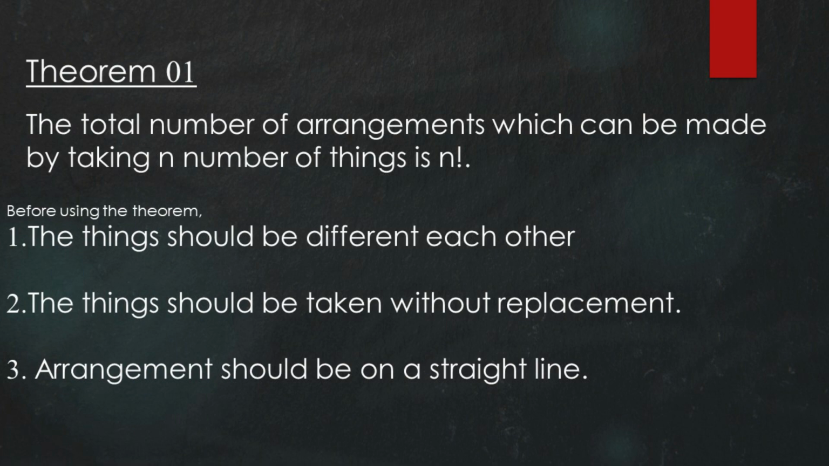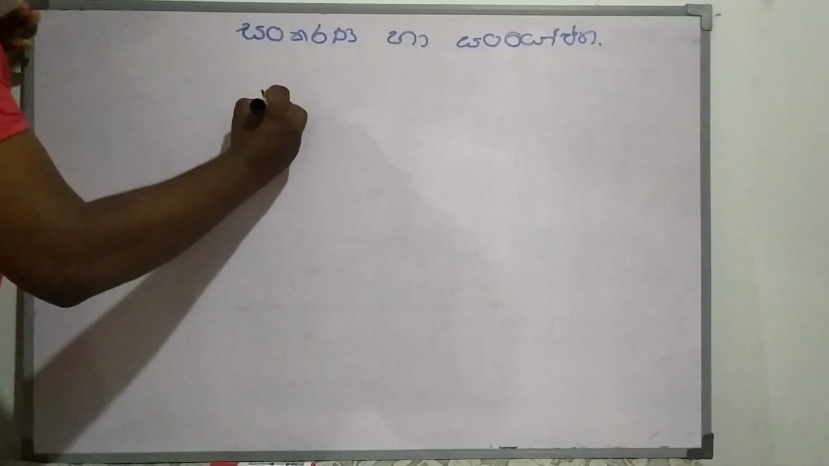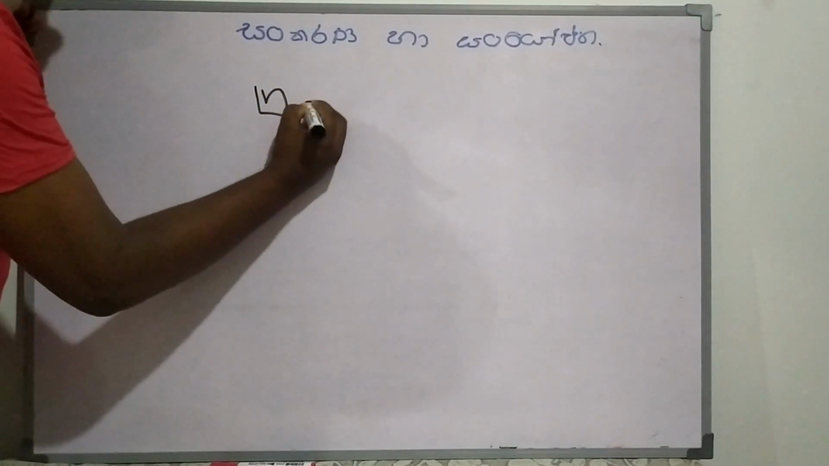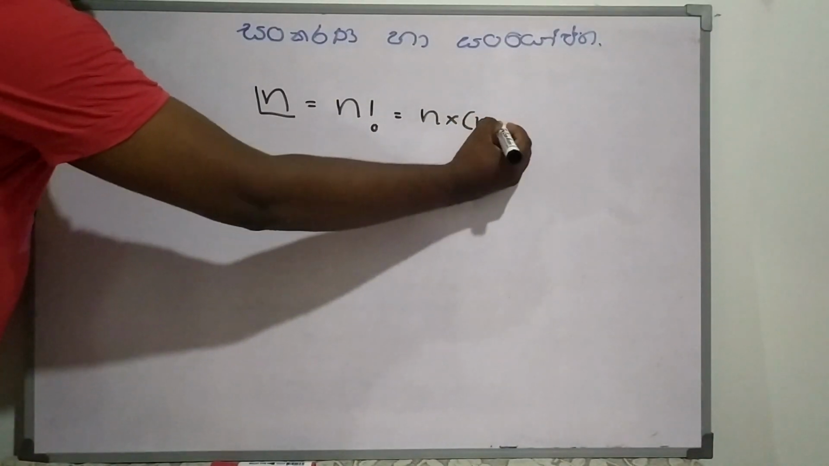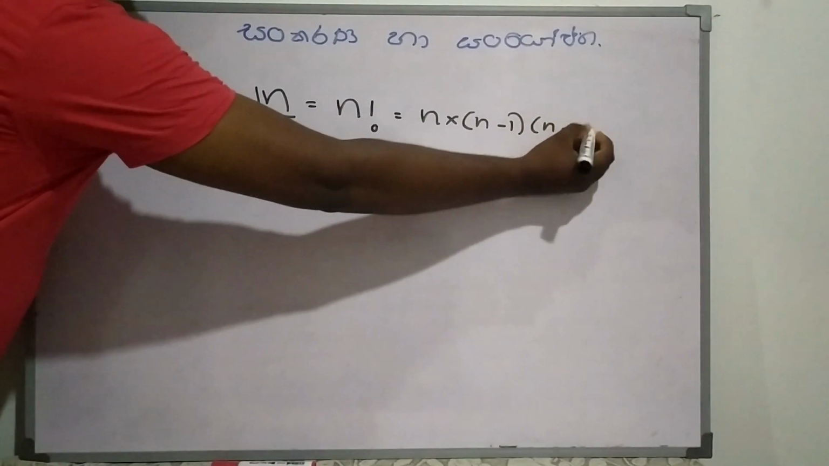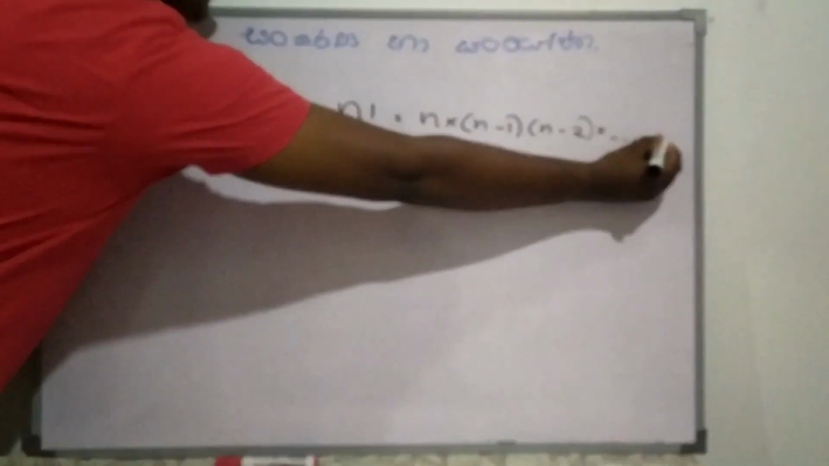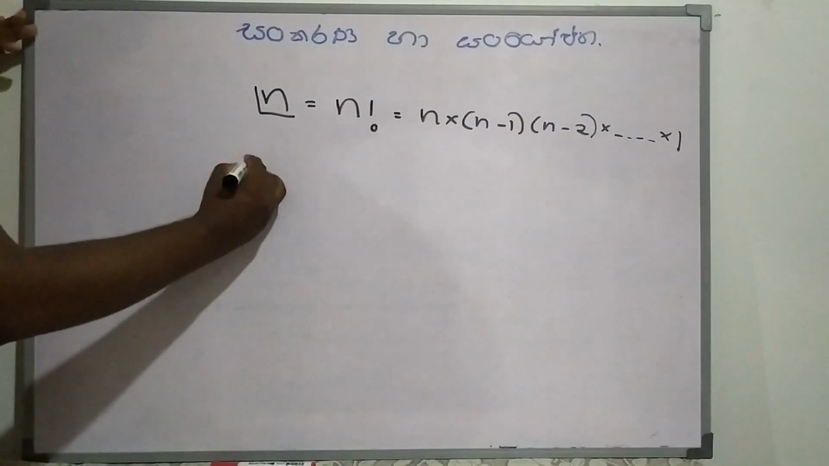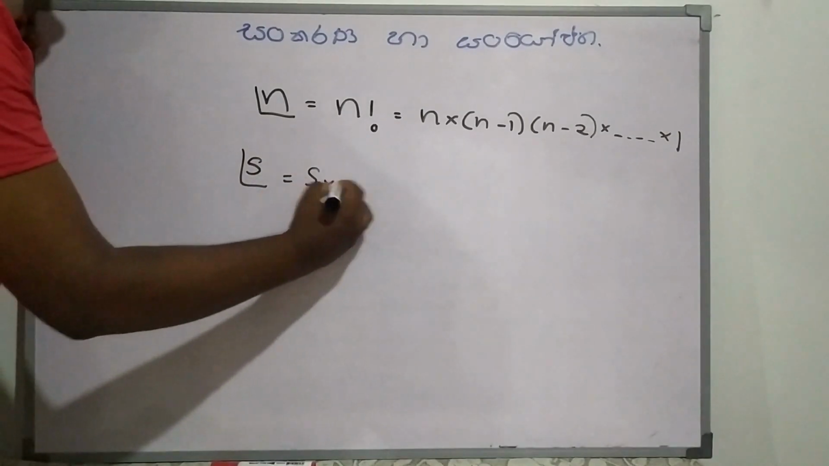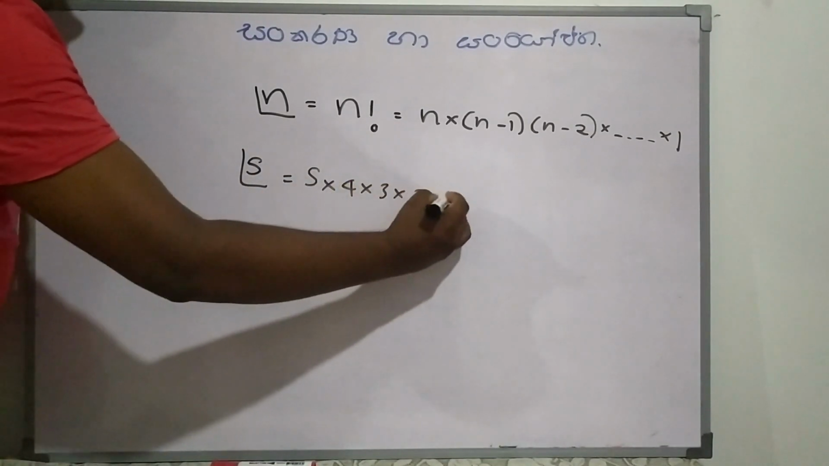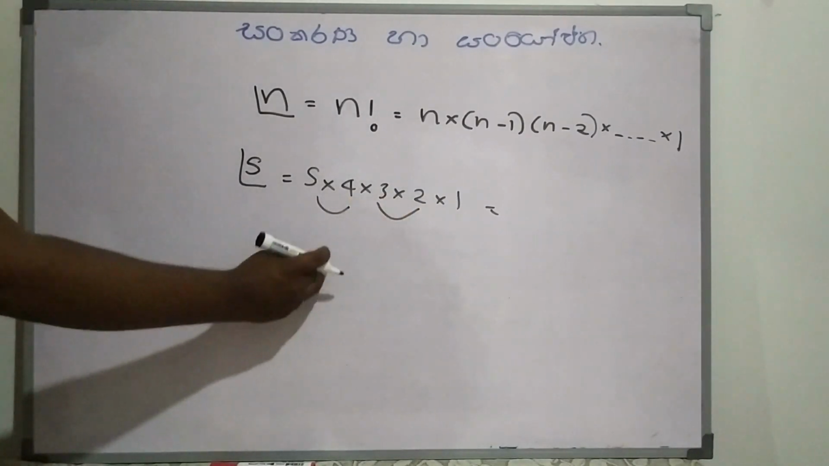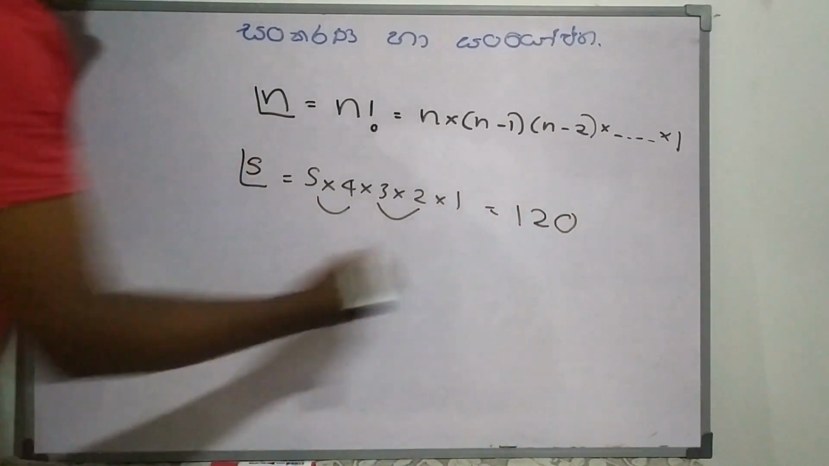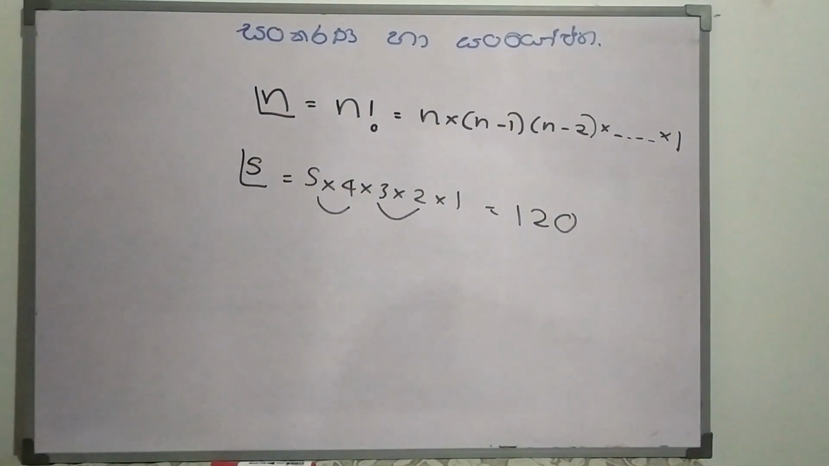I think all of you know about the factorial, but again I will tell you what the factorial is. Assume we have n factorial. The n factorial means n into n minus 1 into n minus 2, likewise up to 1. And factorial 5 is 5, 4, 3, 2, 1, and the answer is 120. So this is the factorial.